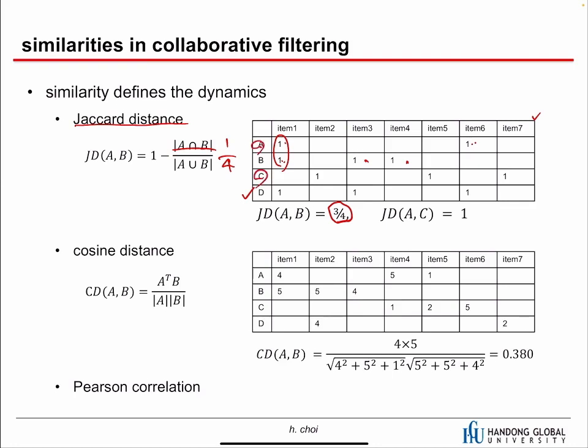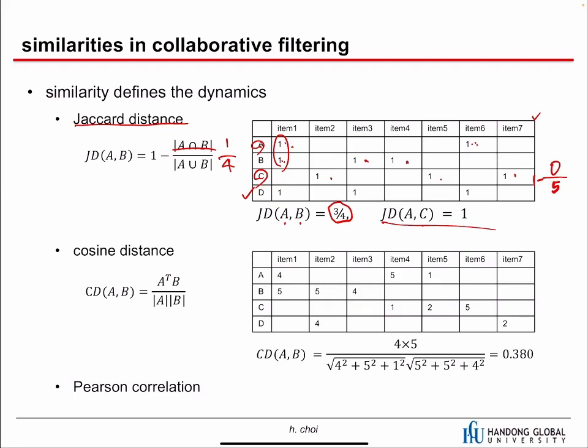A and C. So how many items do we have in the union? 1, 2, 3, 4, and 5. Okay, we have 5. And how many items do both like? Nothing. Okay, 0. And 1 minus 0 is 1. So the distance between A and C would be 1. Okay, so it says A is closer to B than C. So we can actually measure the distance based on this Jaccard distance.